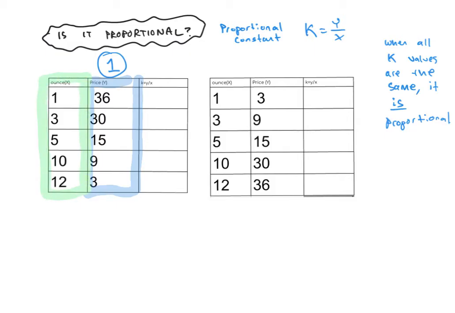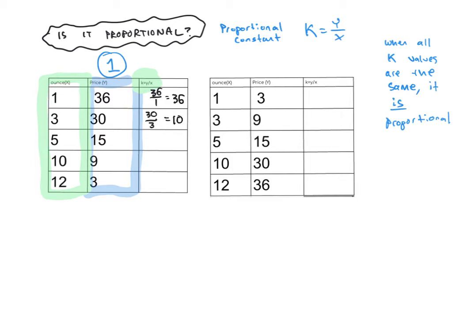The most common mistake is to switch around and try to do x divided by y. Make sure that you are doing k equals y divided by x. Let's get started. So in this first one, we have k equals 36 divided by 1, which is 36. In the next one, our y divided by x is 30 divided by 3, which means that k is going to equal 10.